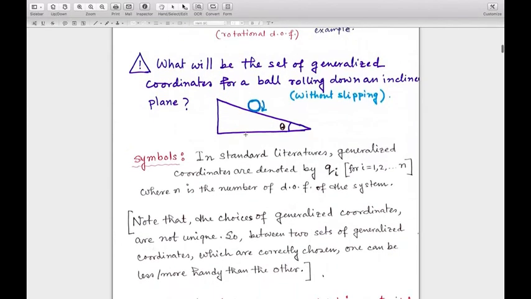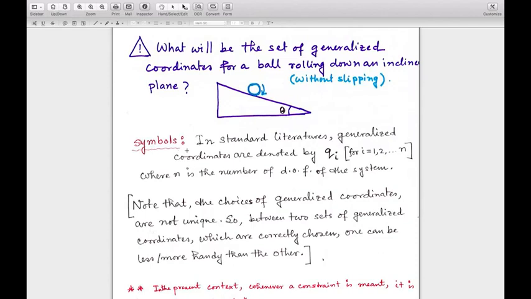Now let me introduce the symbols which we traditionally use for this type of generalized coordinates. They are denoted by q_i. Here you can easily see i can range from 1 to small n, where small n is the number of degrees of freedom of the system.